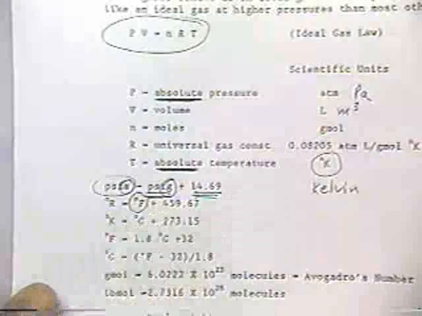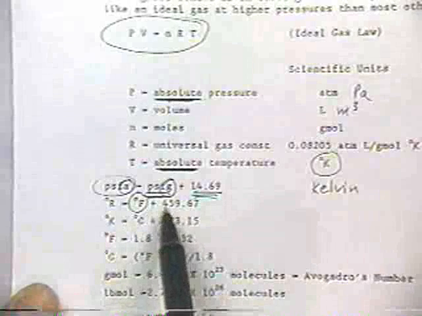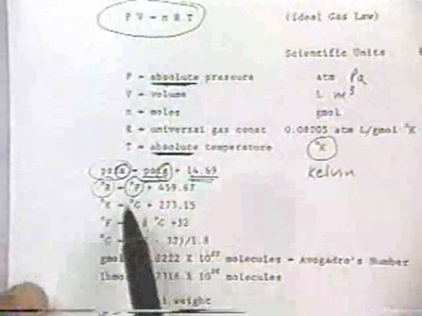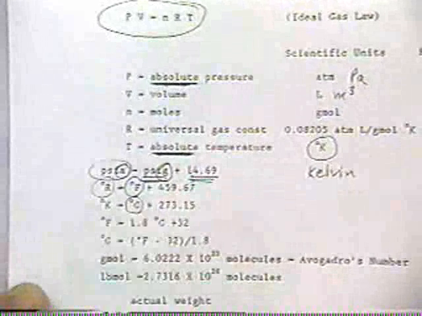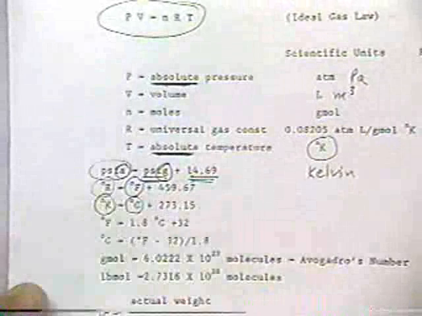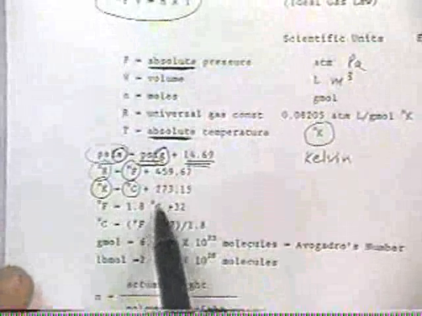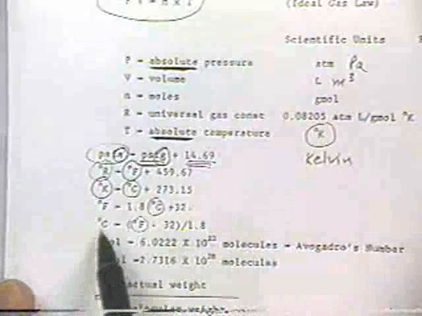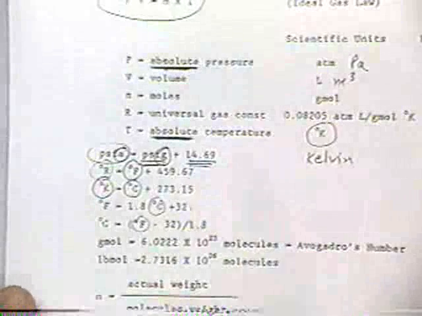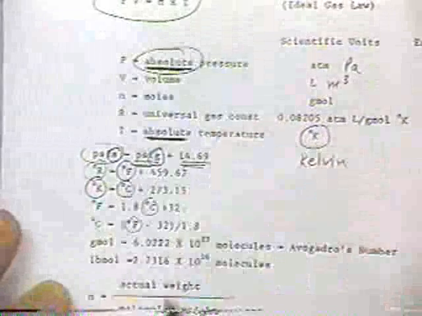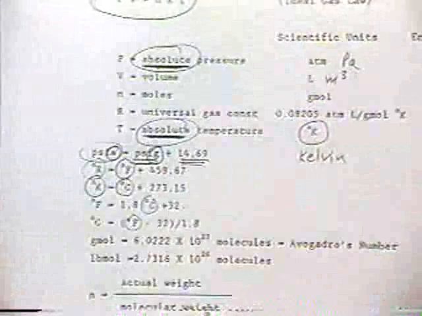If you are given a temperature in degrees Fahrenheit, you add essentially 460 to that, and that'll give you the Rankine. If you're given temperature in degrees Celsius, add 273.15, that'll get you into Kelvin. If you want to go from Celsius to Fahrenheit, you use this formula. If you want to go from Fahrenheit to Celsius, you use this formula. Okay, so that keeps track of absolute pressure and absolute temperature.